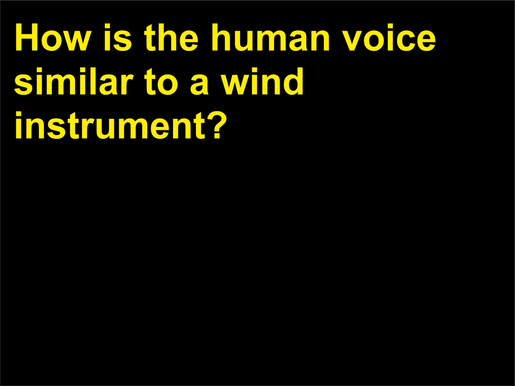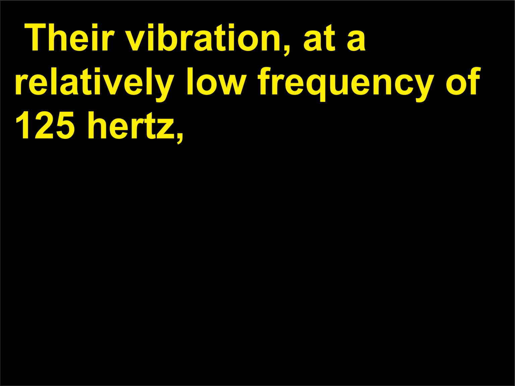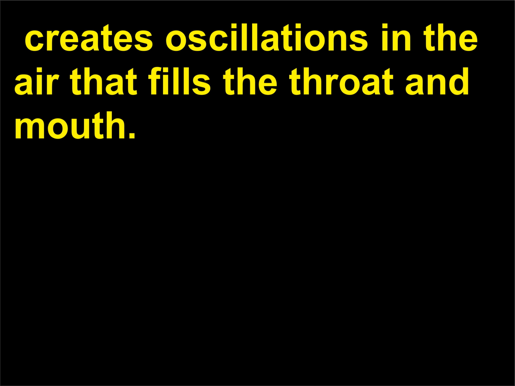How is the human voice similar to a wind instrument? The vibrating source of the human voice are the vocal cords in the throat. Their vibration, at a relatively low frequency of 125 Hz, creates oscillations in the air that fills the throat and mouth.